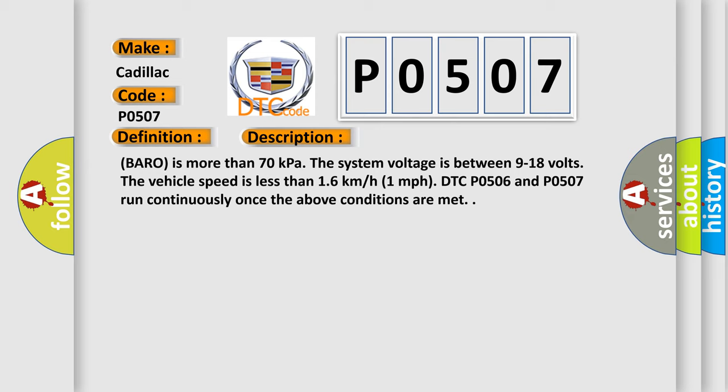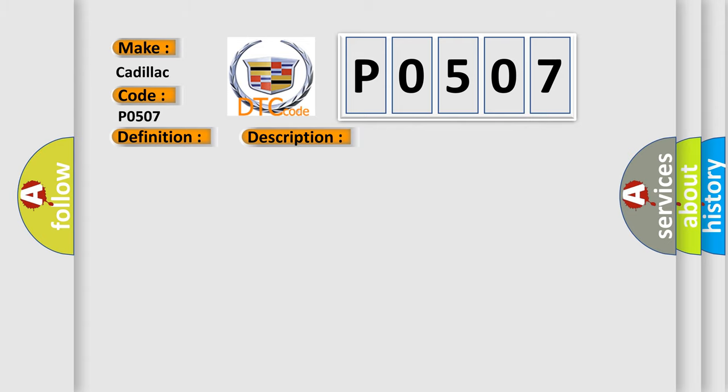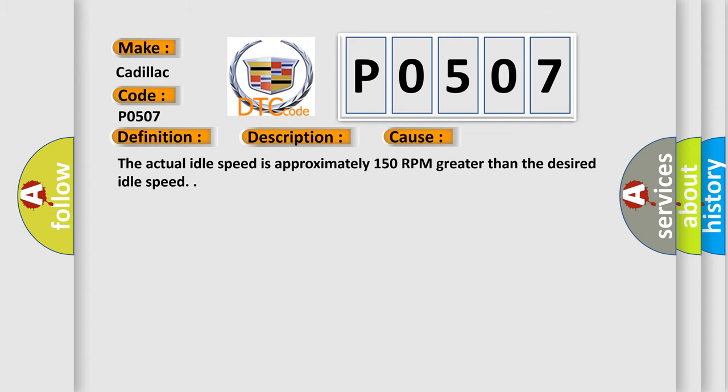DTC P0506 and P0507 run continuously once the above conditions are met. This diagnostic error occurs most often in these cases: the actual idle speed is approximately 150 RPM greater than the desired idle speed.